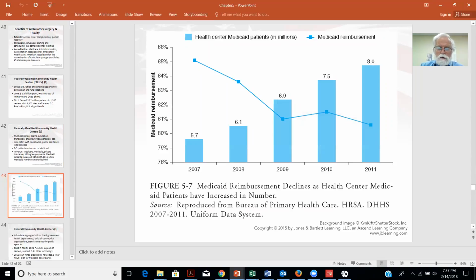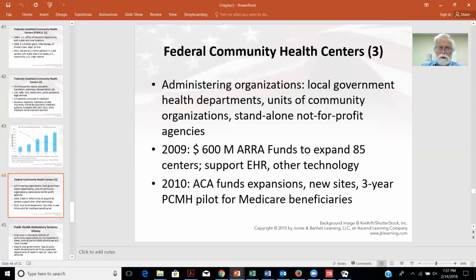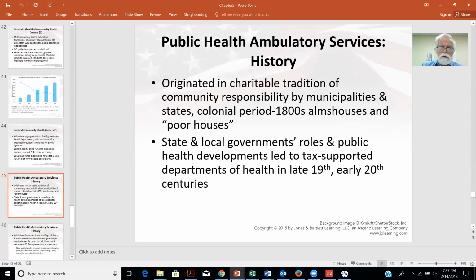Unfortunately, what we're seeing is Medicaid reimbursement rates have been dropping significantly, while the number of patients has also been rising significantly. So there's a squeeze put on the ability to do this. We'll keep going.